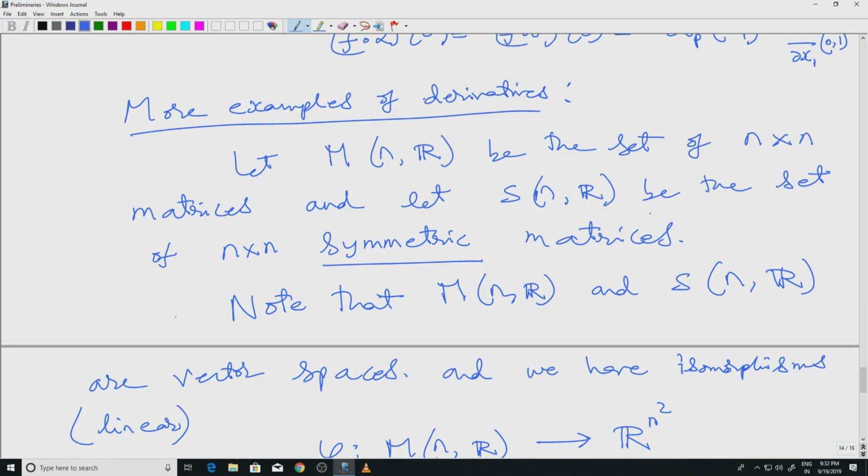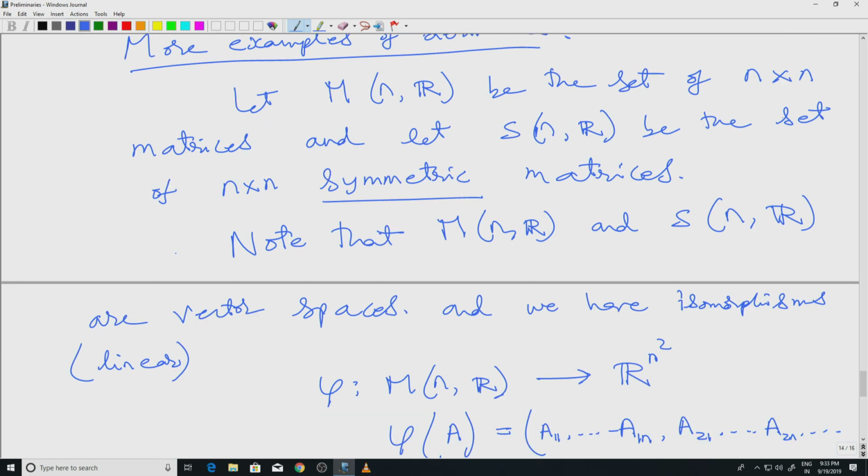So, let M_n(R) be the set of n cross n matrices and let S_n(R) be the set of n cross n symmetric matrices. Note that M_n(R) and S_n(R) are vector spaces with the usual operations of matrix addition and scalar multiplication, and S_n(R) would then be a subspace of M_n(R). We want to regard these as Euclidean spaces.